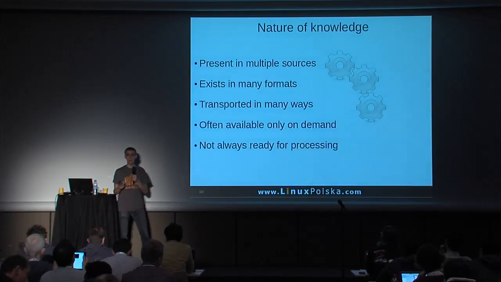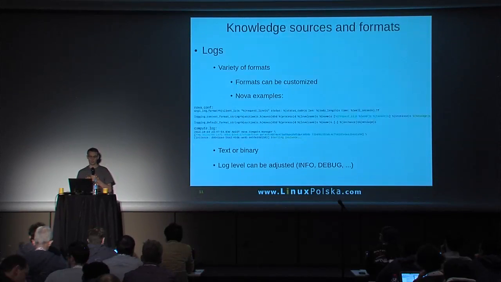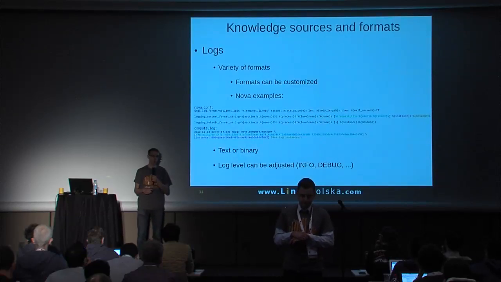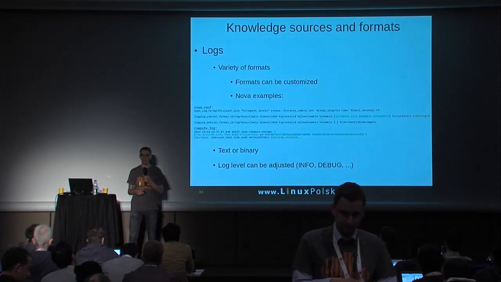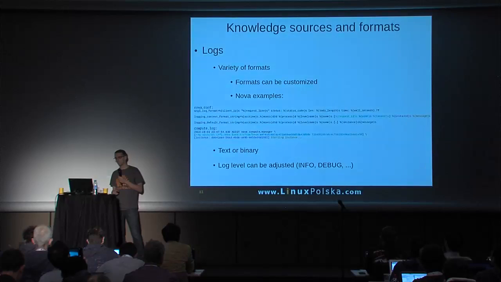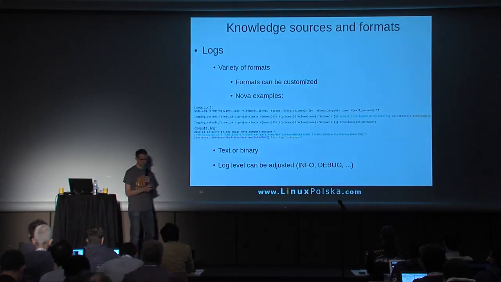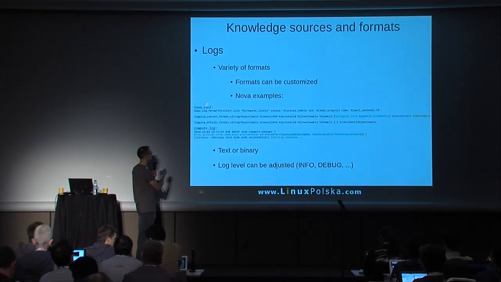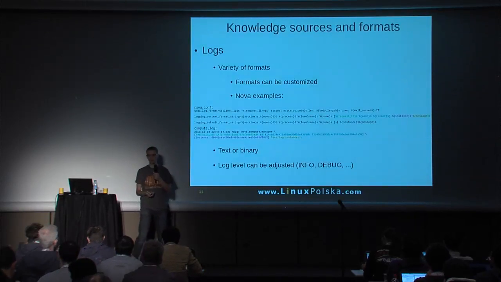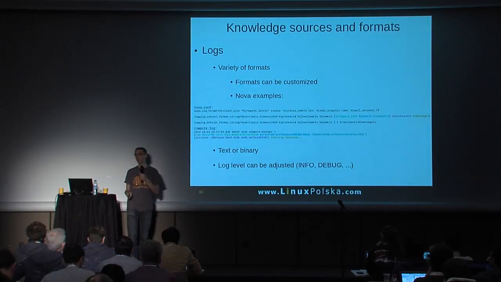So in the next couple of slides, I'm going to extend these points and explain what exactly I mean. So let's start with sources and formats of the knowledge. Probably the most popular thing are the logs. They exist in text or binary formats, and the logs are formatted in various ways. I have a nice example on the slide. This is a listing from the nova.conf. I just took out three different format strings. There are more in this config file. So single components such as Nova are logging in very different ways in a single file.